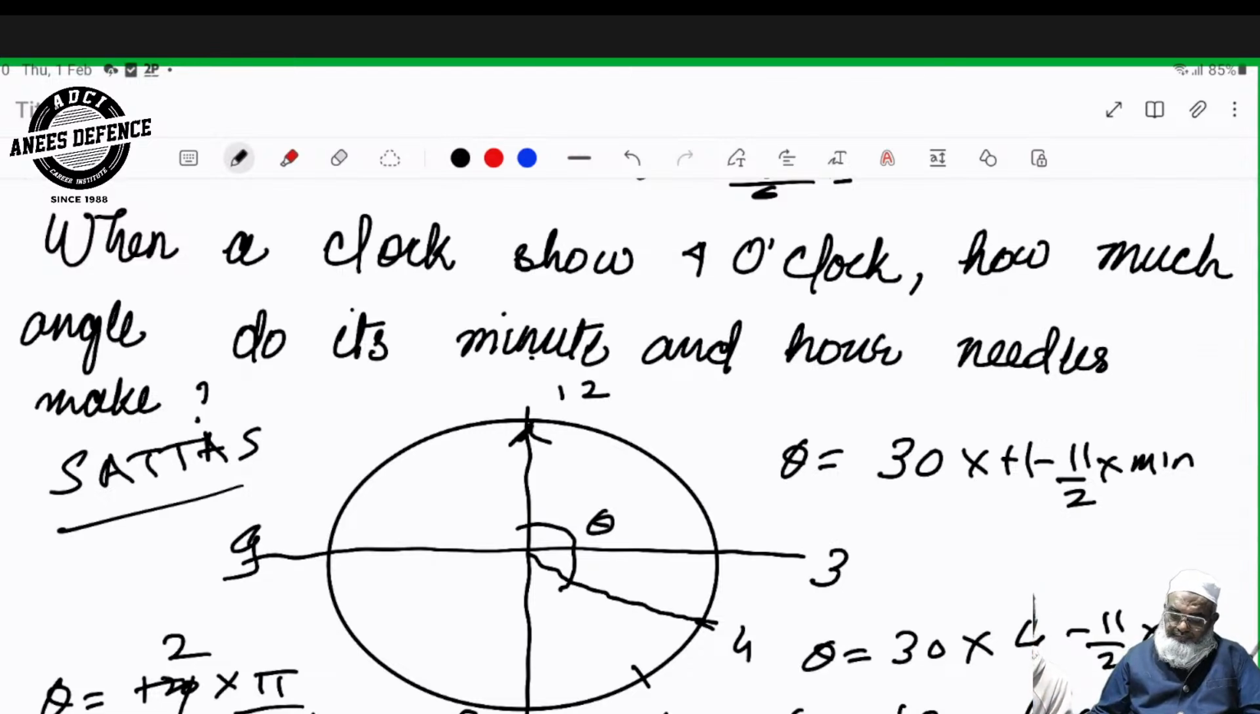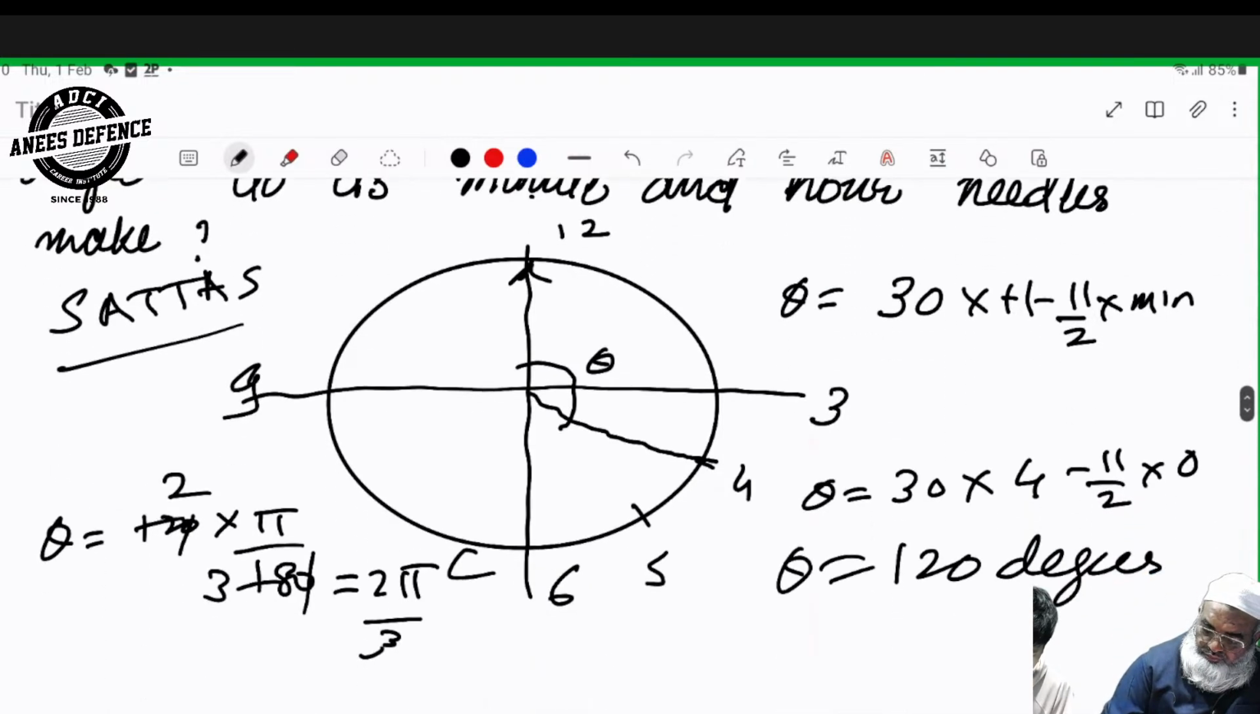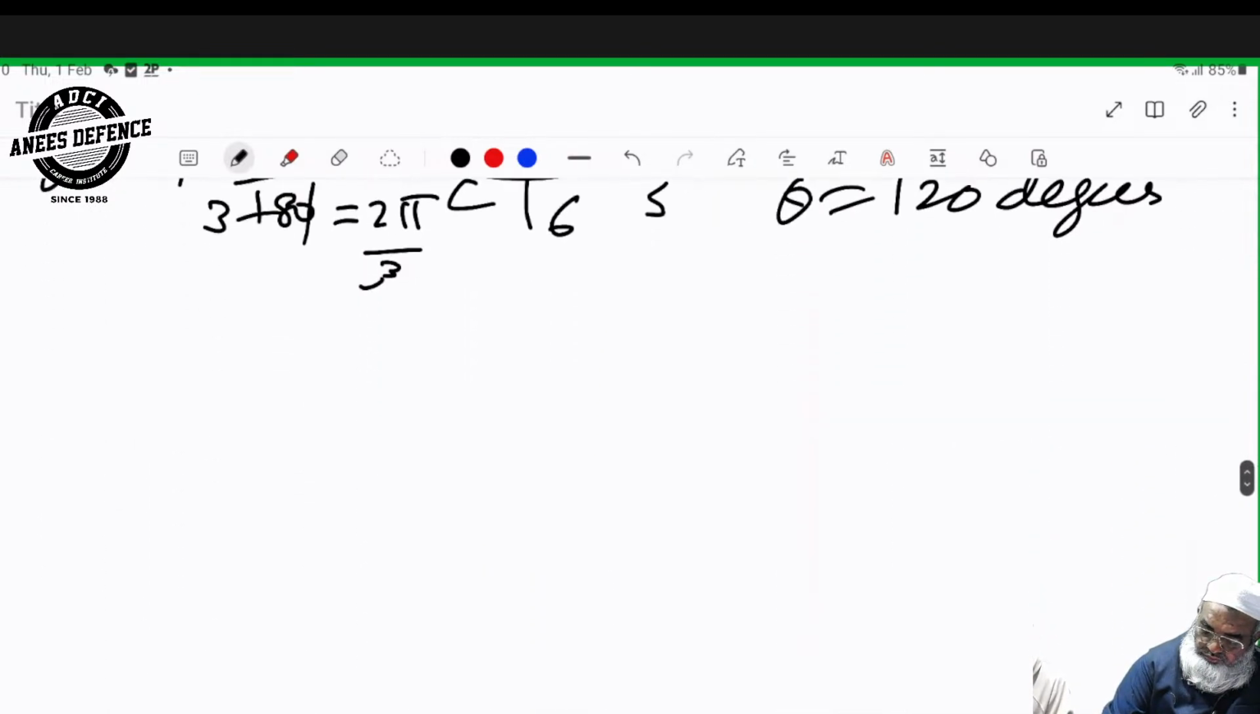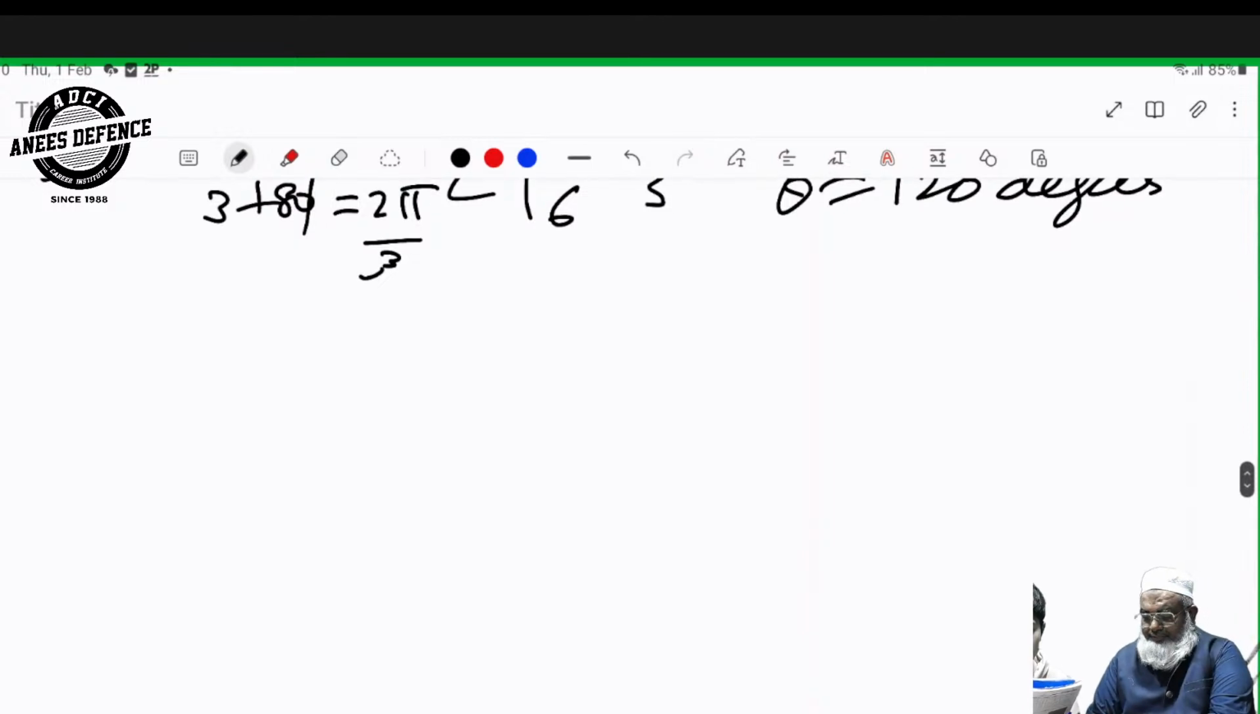Third sum. Then sin theta is 3 by 5. Find all the other trigonometric ratios if theta lies in the first quadrant. Good.